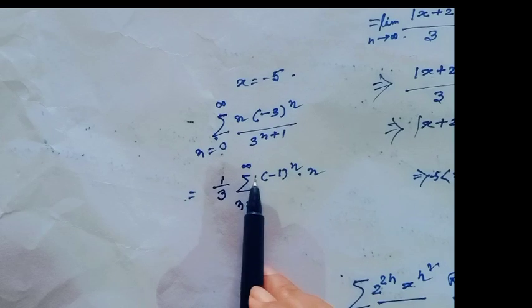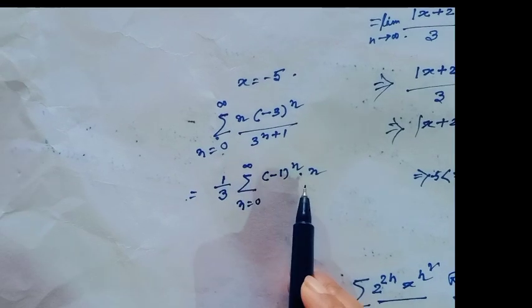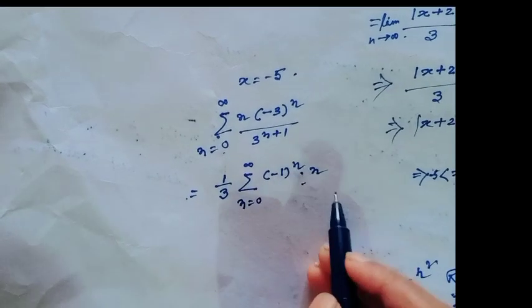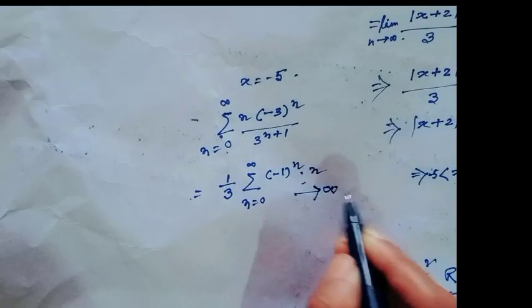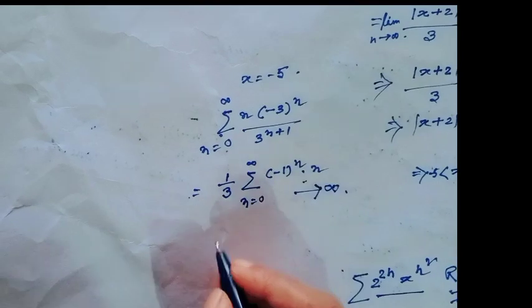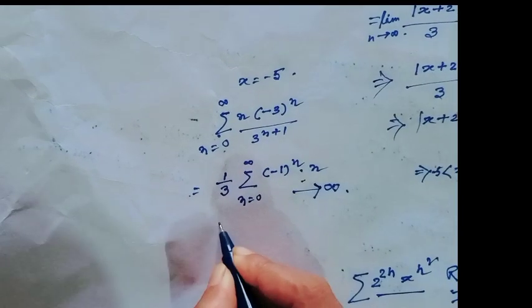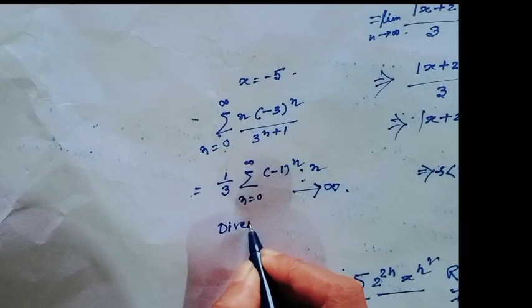Series from n equals 0 to infinity of (minus 1) to the power n times n. And when n goes to infinity, obviously this value goes to infinity. So this series cannot converge. This series is a divergent series.